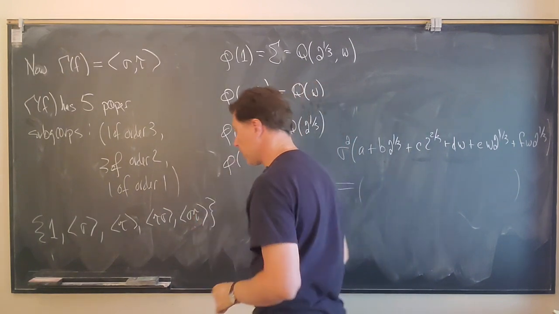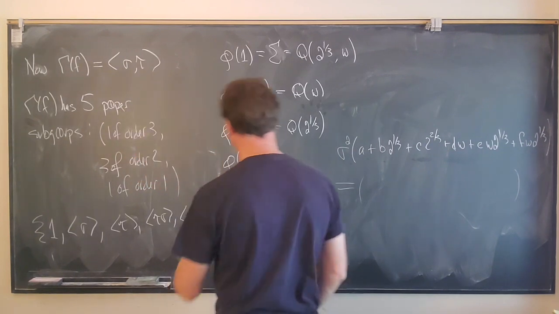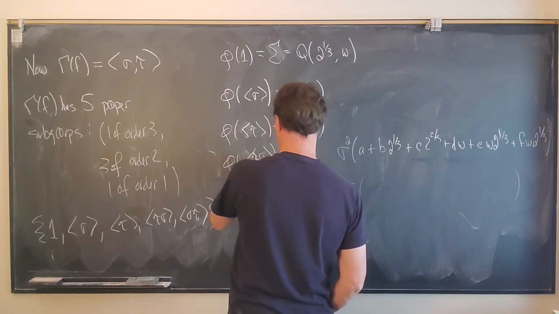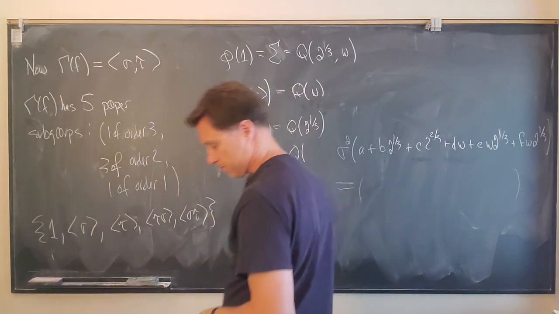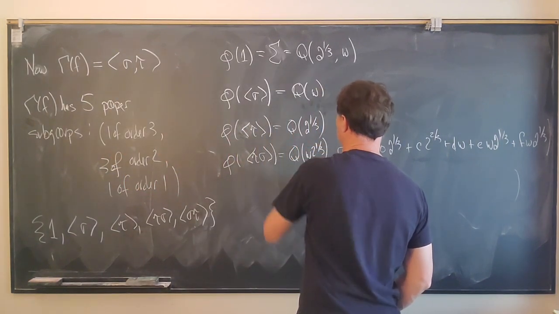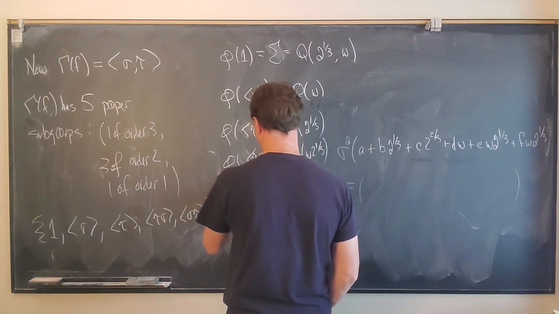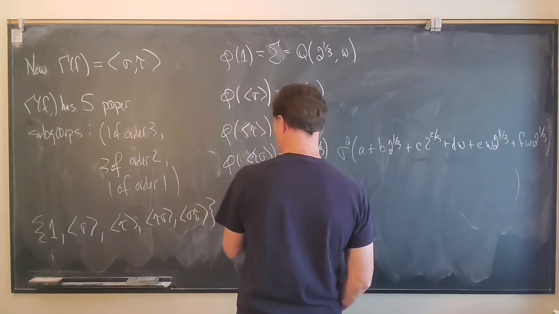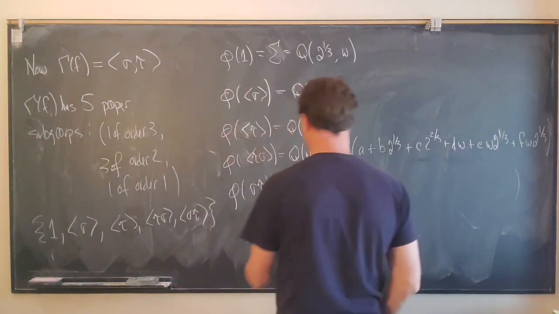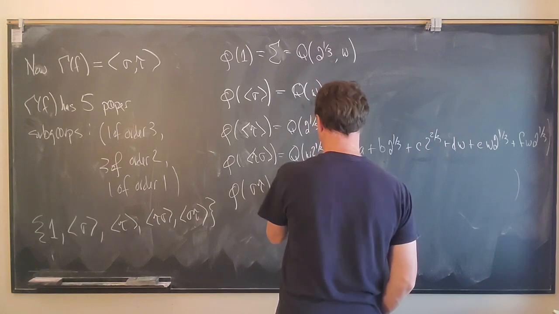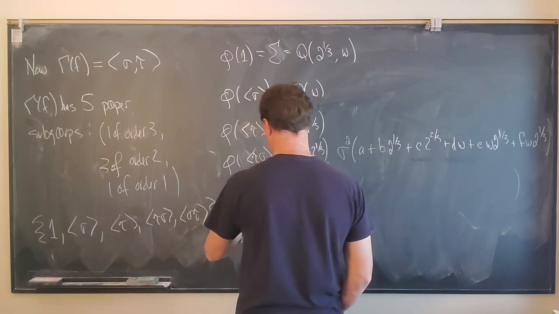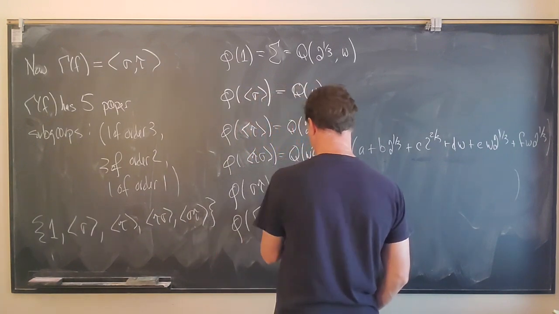The fixed field of the subgroup generated by tau sigma equals Q adjoin omega times 2 to the 1/3. The fixed field of sigma tau is Q adjoin omega squared times 2 to the 1/3. And then finally, the fixed field of Gamma of F is just going to be Q.